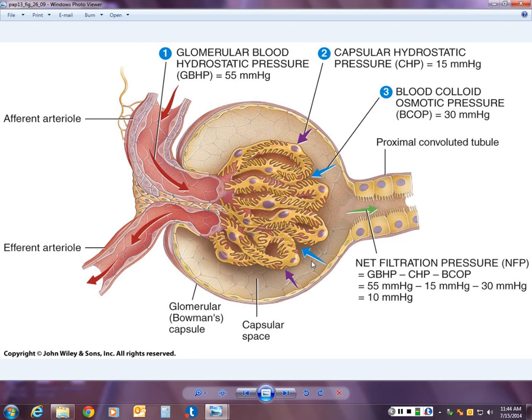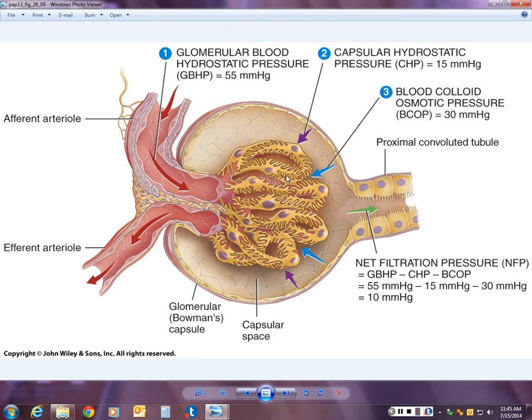Now if we take a look, there are some specific forces, and we'll begin with something called the glomerular blood hydrostatic pressure. The glomerular blood hydrostatic pressure is determined by the amount of blood within the glomerulus, and literally that blood is trying to force its way out of the glomerulus and into the capsular space. So the glomerular blood hydrostatic pressure is a major force trying to drive blood from the glomerulus into the capsular space. And on average, our glomerular blood hydrostatic pressure within the renal corpuscle is around 55 millimeters of mercury.